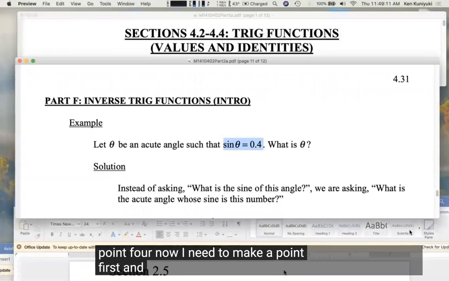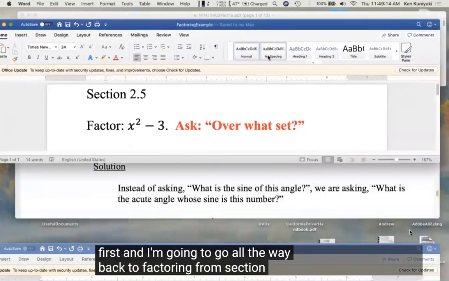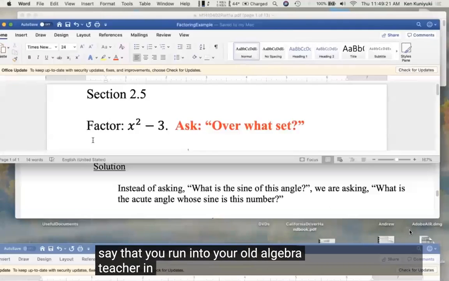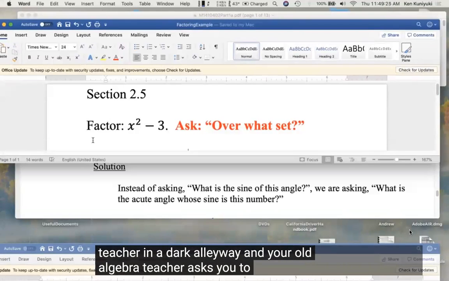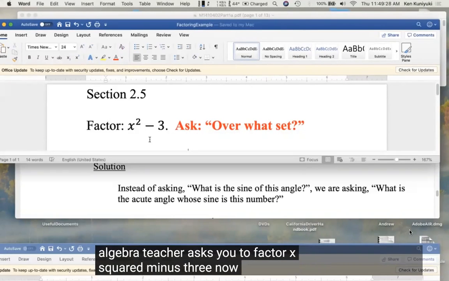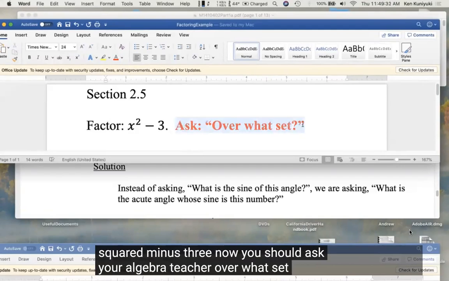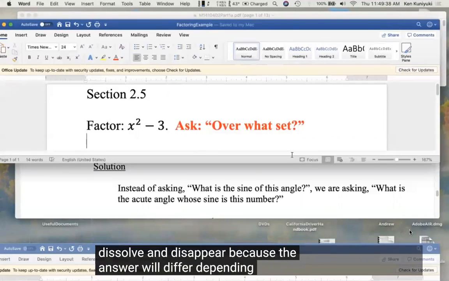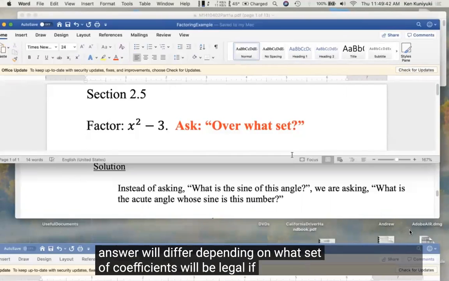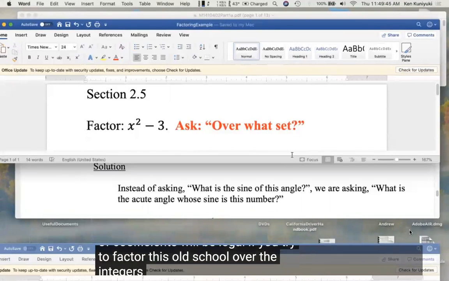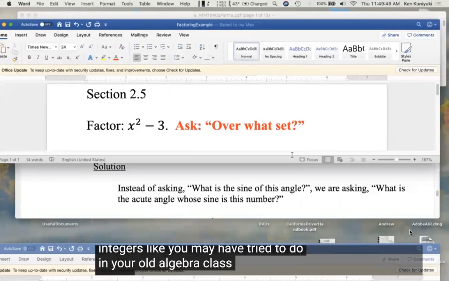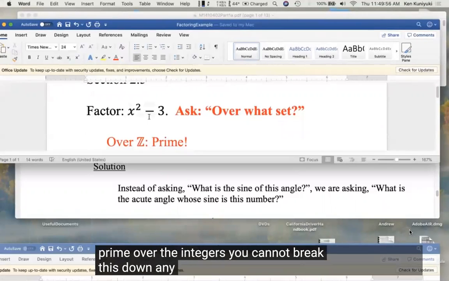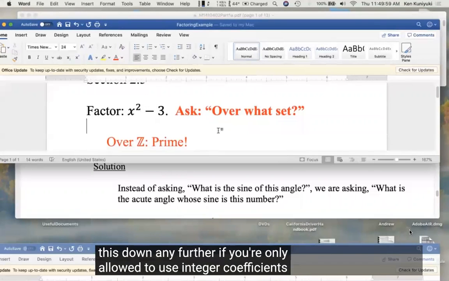Now, I need to make a point first, and I'm going to go all the way back to factoring from section 2.5. Let's say that you run into your old algebra teacher in a dark alleyway, and your old algebra teacher asks you to factor x squared minus 3. Now, you should ask your algebra teacher, over what set? And then maybe your algebra teacher will dissolve and disappear, because the answer will differ depending on what set of coefficients will be legal. If you try to factor this old school over the integers, guess what? X squared minus 3 is prime over the integers. You cannot break this down any further if you're only allowed to use integer coefficients.